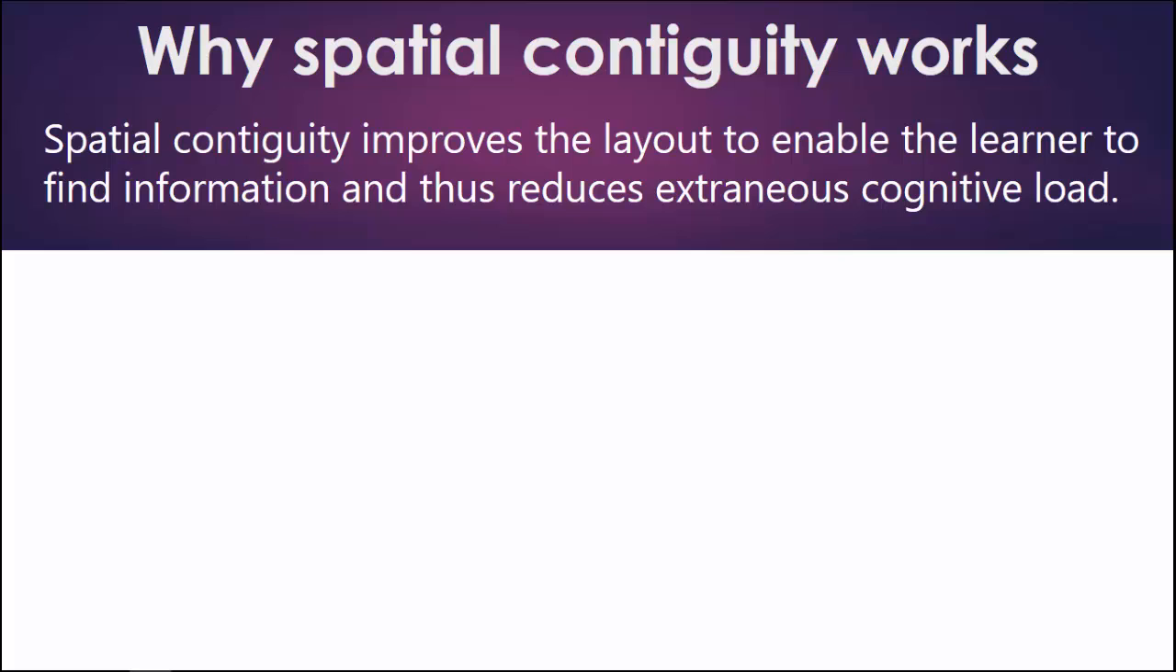Extraneous overload is caused by poor instructional design, which would be a poor layout, and we want to avoid that by using spatial contiguity. According to Mayer and Fiorella, the cognitive theory of multimedia learning states that spatial contiguity will help learners use their limited cognitive capacity for processing. They want to process what's essential, what's needed, rather than wasting it on extraneous items.